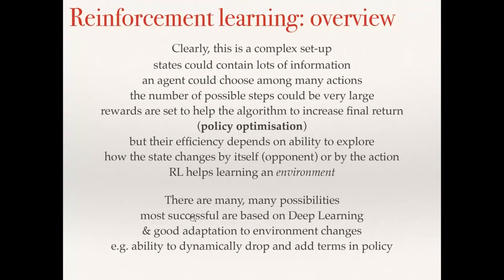So as you can imagine, this is a big concept with many possible implementations and applications. There are many possibilities, but in general, the most successful are based on deep learning, in which this policy optimization, this scouting over trajectories and policies, is based on neural networks. And also, let's say, policy optimizations that are made with a good adaptation to environment changes. For example, the best reinforcement learning algorithms are those where the policy is not set to be a specific one or based on some random parameters, but is truly a function of the state, so that the policy can have terms that appear and disappear depending on the environment.